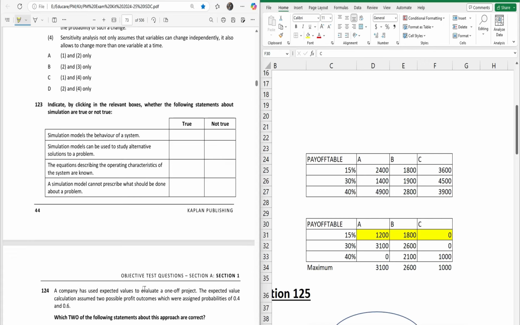Now we have question number 123. The question is saying, indicate by clicking in the relevant box whether the following statements about simulation are true or not. All right. Before going to the statements, let's understand what it means. Basically, this is a technique, a means of making a model based on a real-life situation in a computer to see what could happen under different strategies, conditions, or situations.